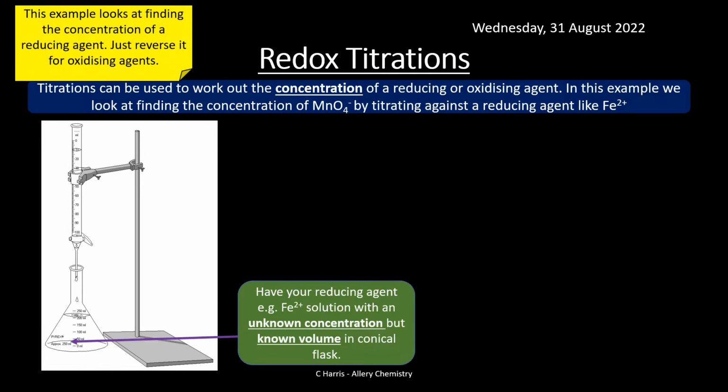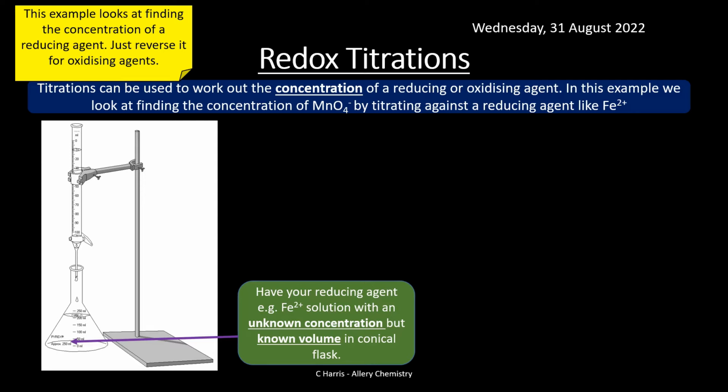They can be used to work out the concentration of a reducing or oxidizing agent. In this example, we're going to look at trying to find the concentration of MnO4-, these are manganate ions, by titrating against a reducing agent a little bit like Fe2+. So here we're just going to look at finding the concentration of a reducing agent. If we're going to work it out for an oxidizing agent, we just reverse the chemicals, what's in the burette and what's in the conical flask.